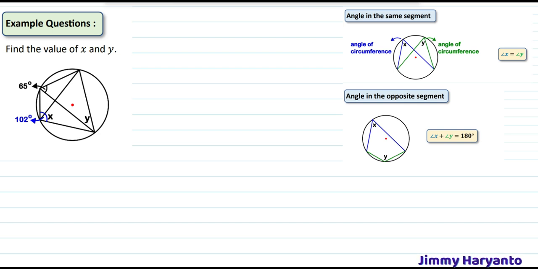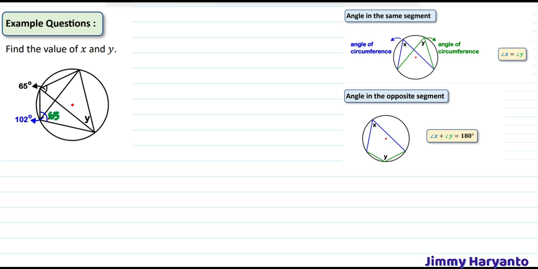Example question 1, we have an image like this. First, I want you to take a look at the 65. The 65 is a circumference angle facing this arc. And then we have another one, this circumference angle also facing the same arc as the 65. That means this one will be 65. The X is 65. That is how you get the X.